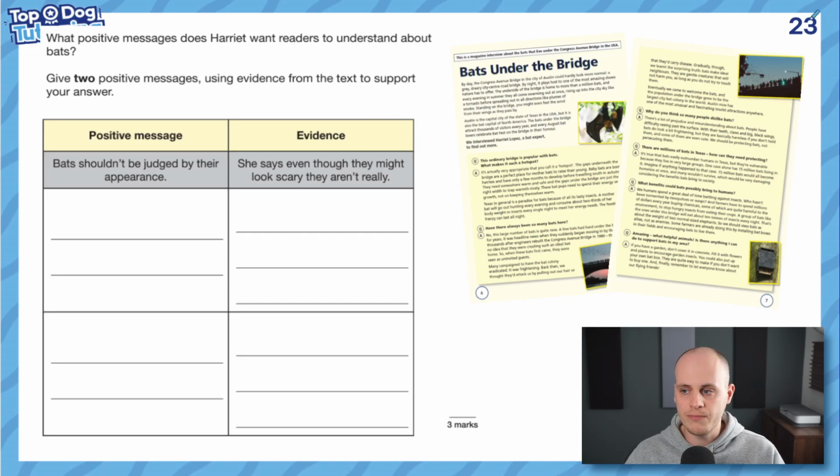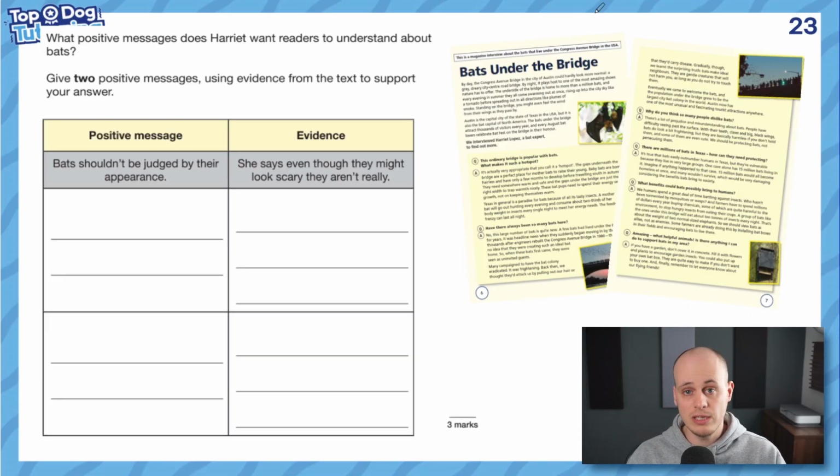We're going to start with something from the 2023 paper. So a fairly recent SATs at the time of recording this. And this was a 3-mark question in this text here called Bats Under the Bridge. Now, as you may well already know, in the SATs, there's always been 3 texts for you to answer questions on. And you normally only get 3-mark questions in the 2nd or the 3rd text. They tend to keep slightly easier questions for the 1st text. So you're a bit further in the paper by this point, and you've come up against this question here.